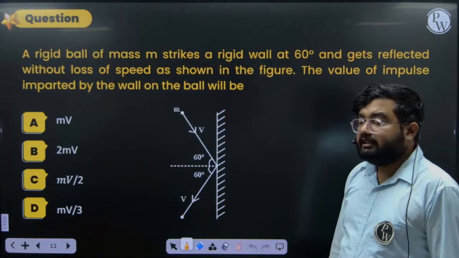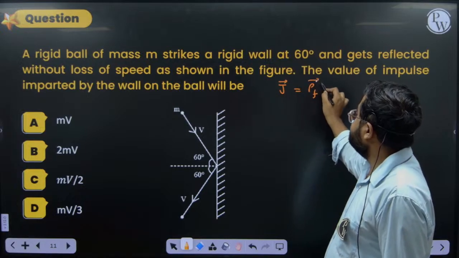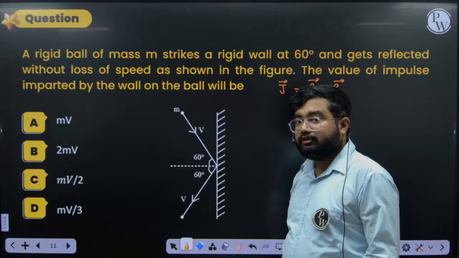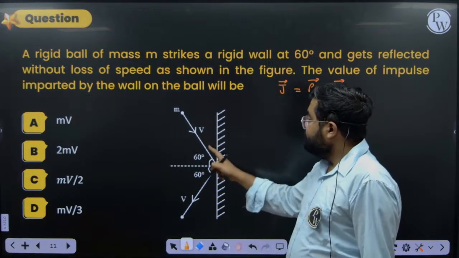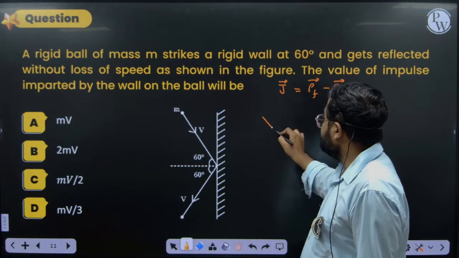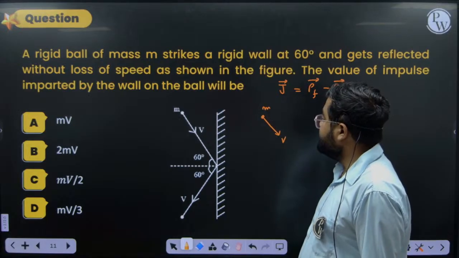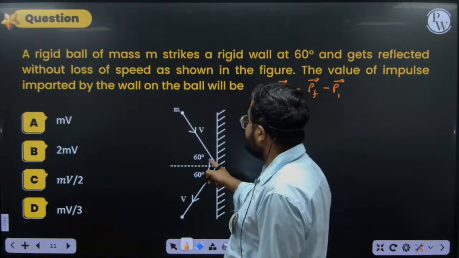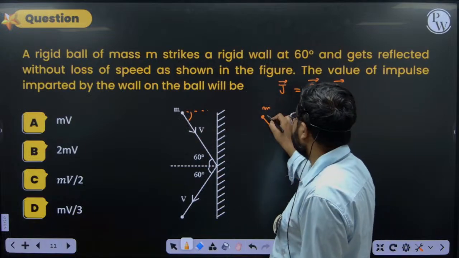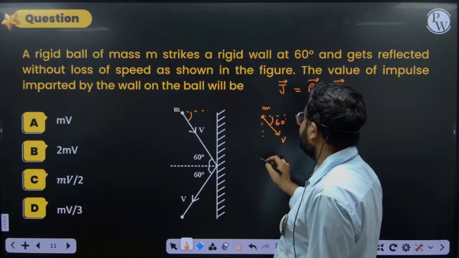We know impulse is nothing but change in momentum, but a vector difference. So we have to be a little careful. If you see, this is the initial momentum. The direction of initial momentum is like this: mass m, speed v. And if this angle is 60 degrees, this angle is also 60 degrees, alternate angles. So what can I write as the initial momentum?